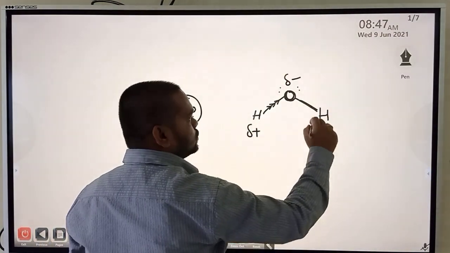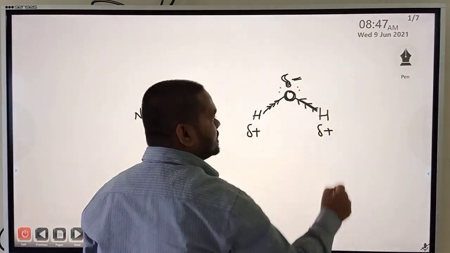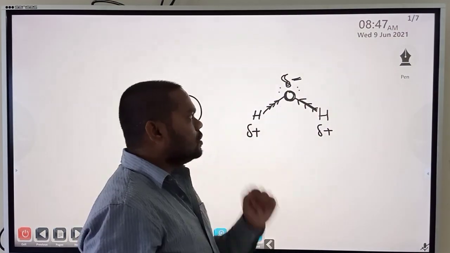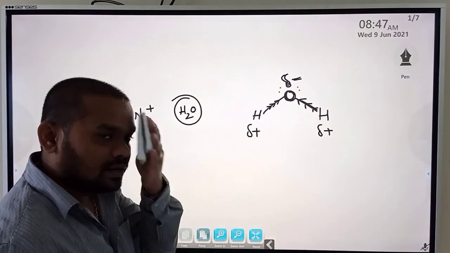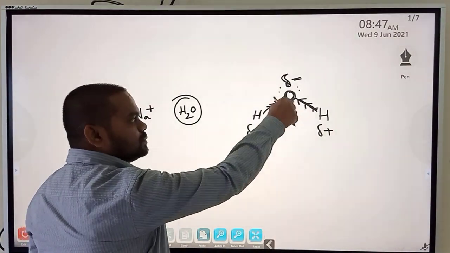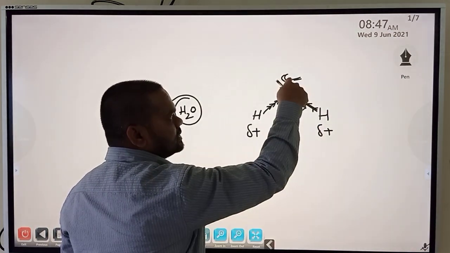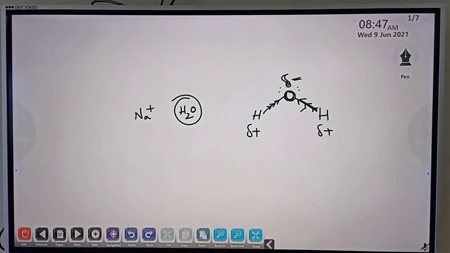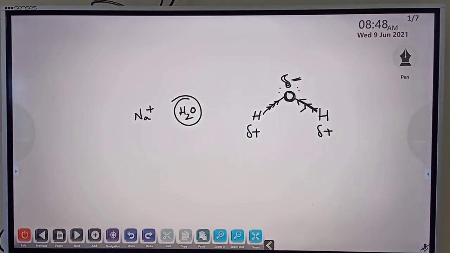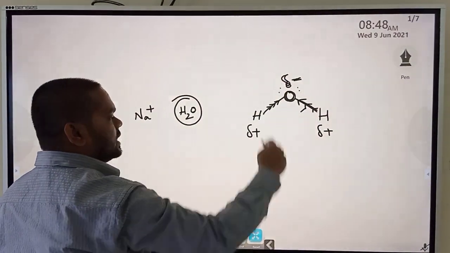Same thing with this hydrogen also. The electrons are pulled towards oxygen, so it gets more and more partial negative, and this gets a partial positive charge. I am writing partial because we can see that the bond is still holding on. The bond is not broken, right? So as long as this bond is there, we mention it as partial. If the bond breaks, then it gets a complete negative charge. So the hydrogen is getting partial positive and oxygen is having partial negative.